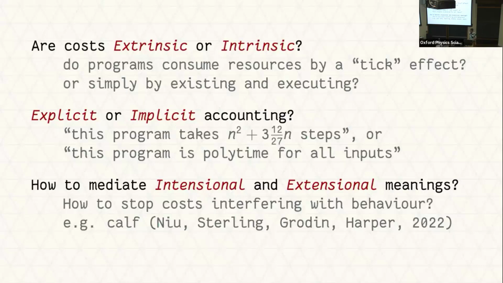And then the crucial part for dependent types is how to mediate between the intensional reasoning about the program, which makes fewer things equal, and the extensional meaning. So how do we stop the costs interfering with the behavior? One nice answer to that is the cost-counted logical framework, where they use a nice phase separation style thing to make sure that you can program with costs and then erase them afterwards when you want to do some extensional reasoning. And I'm going to show another way here, which depends on linear types. So I'll get to that.